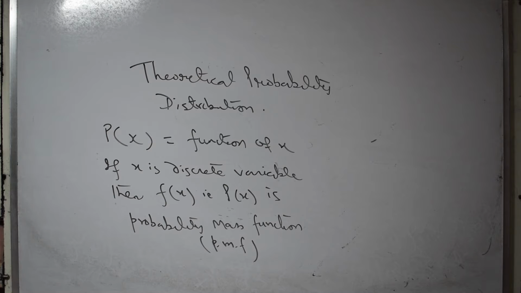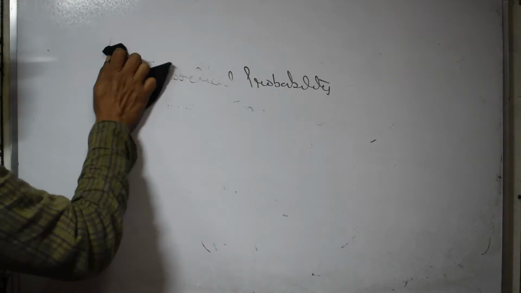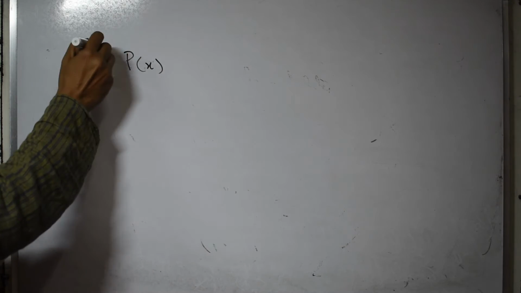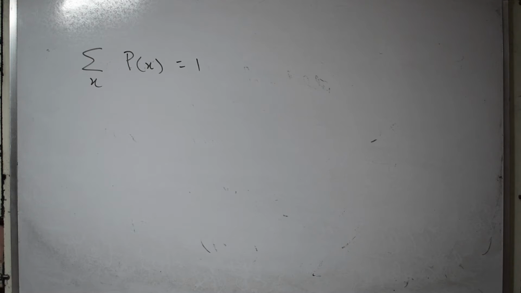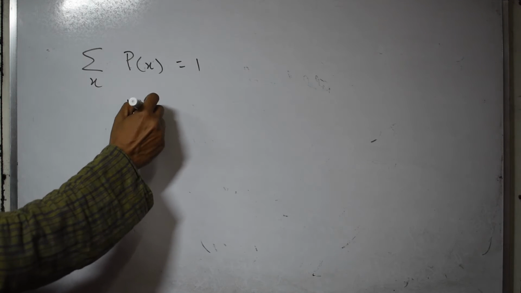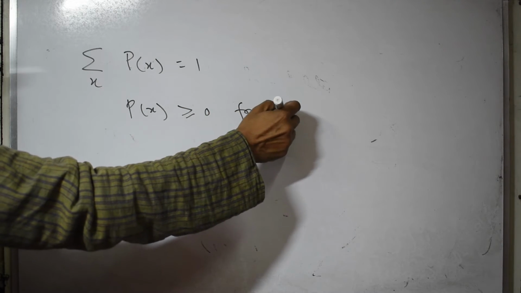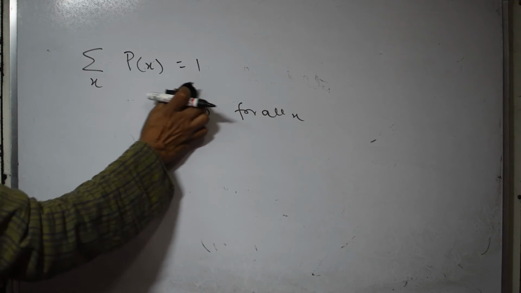That is PMF. What is the condition of PMF? If I add the total probability over all the values of x, it should always be 1, and the probability of x is always greater than or equal to 0 for all x. This is the condition of any type of PMF, probability mass function.